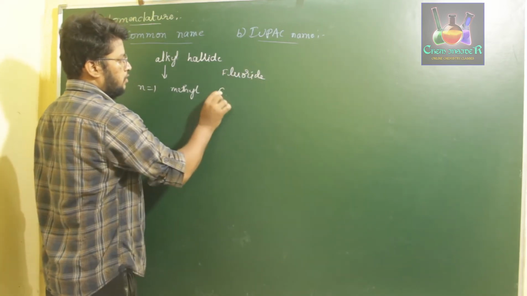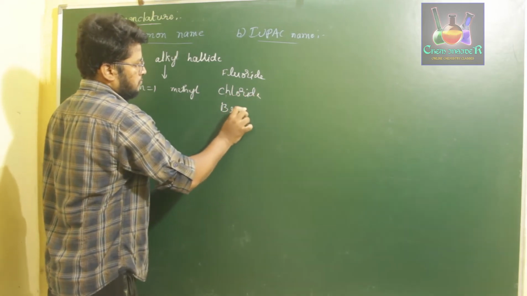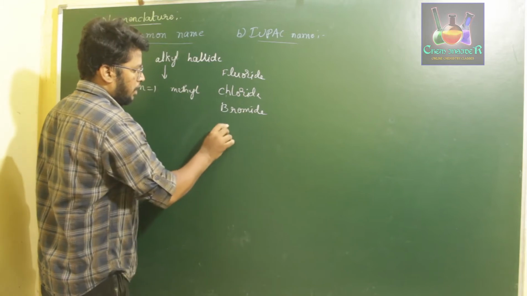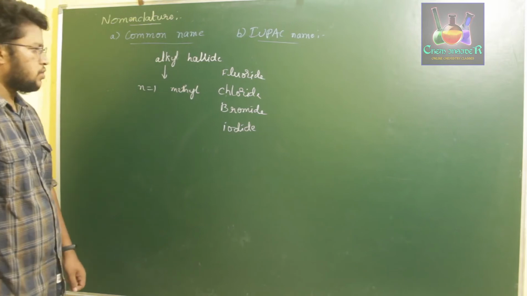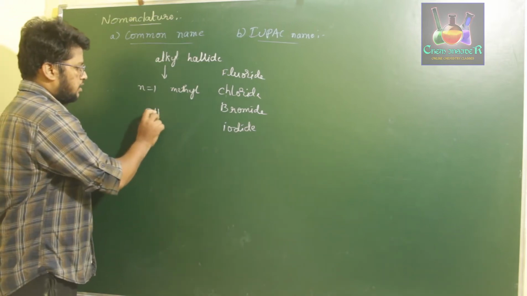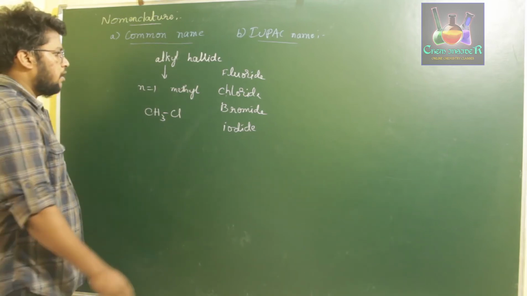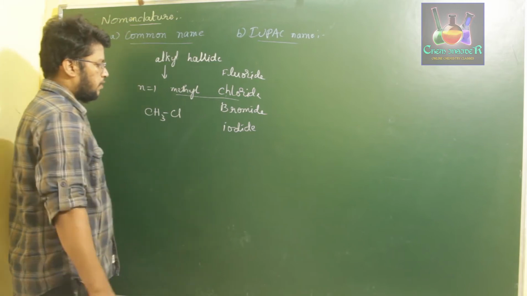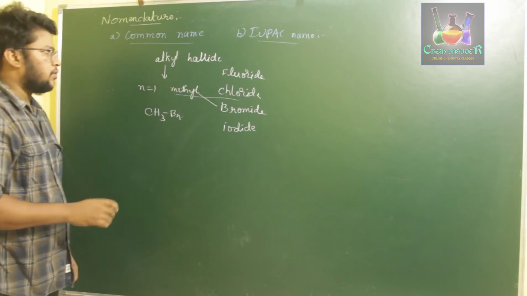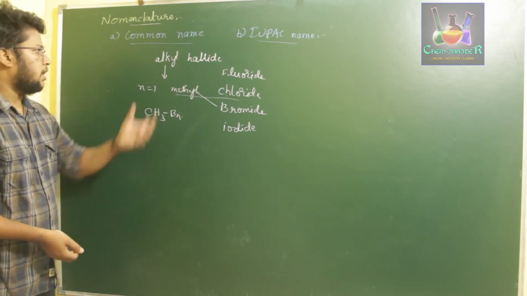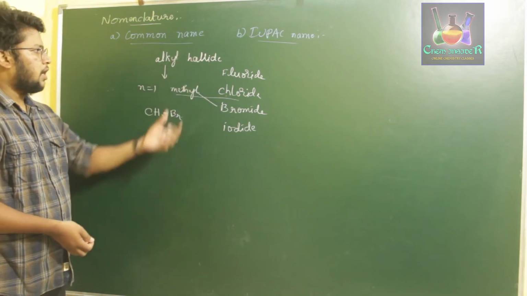Fluorine is called fluoride, chlorine as chloride, similarly bromide, and then iodide. So these are the four halogens we use. So if we have CH3 with a chlorine atom, we call it methyl chloride. If it is with a bromine atom, we call it methyl bromide. So the common name system just has an alkyl name along with the halide group. Whatever the halogen present, we have halide.